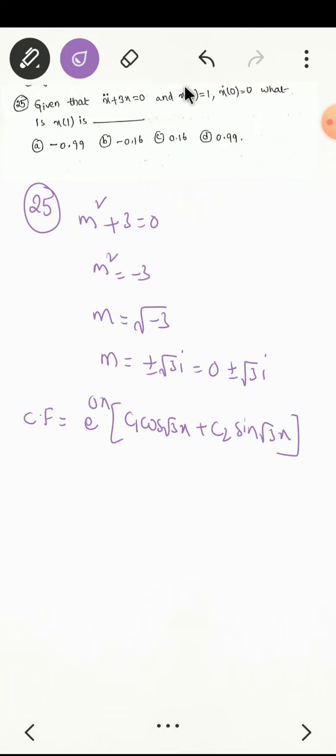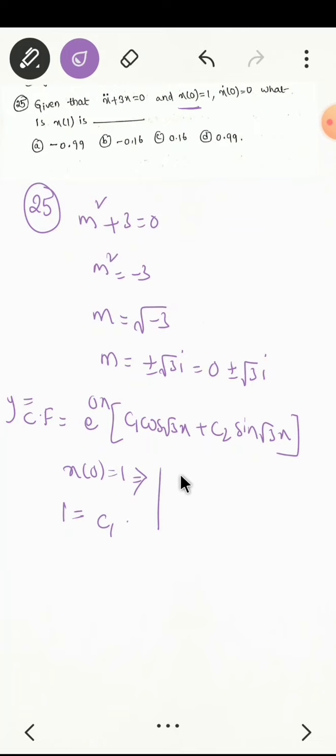Okay, then what do we have? X of 0 equal to 1. X of 0, this is the solution y. Then x of 0 is equal to 1. That means what? Y equal to 1 at x equal to 0. I am just doing transformation of this given condition. So y will get 1 is equal to c1 cos 0 plus c2 sin 0. So c1 value is 1.